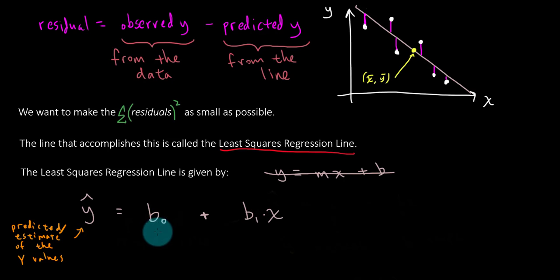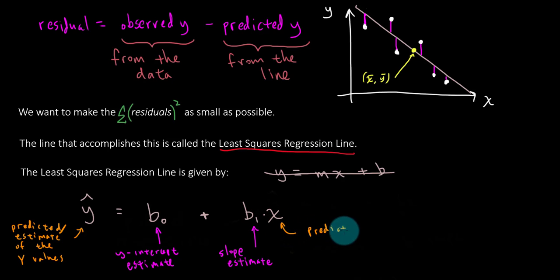b naught is our intercept, y-intercept. b1 is our estimate of the slope, slope estimate. And I should also say this is our y-intercept estimate. And of course, x is our explanatory or predictor variable, predictor slash explanatory variable.